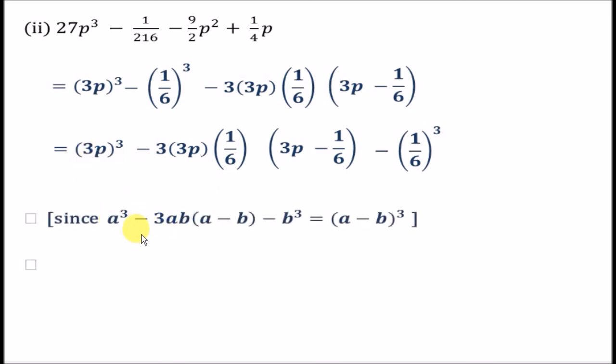This is in the form of a cube minus 3ab into a minus b minus b cube, which is equal to a minus b whole cube. So the given algebraic expression can be factorized as 3p minus 1 by 6 whole cube. So this question is also done.